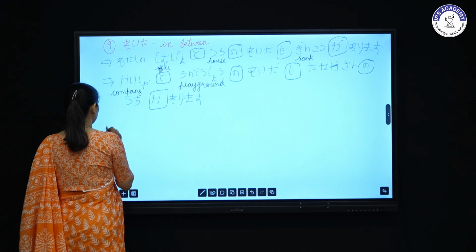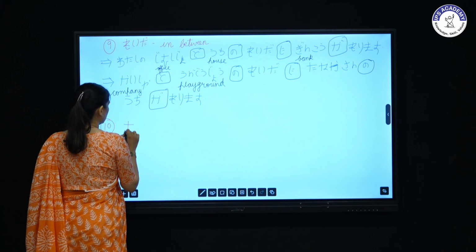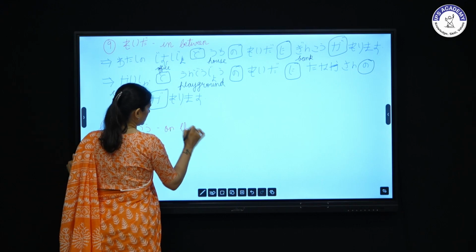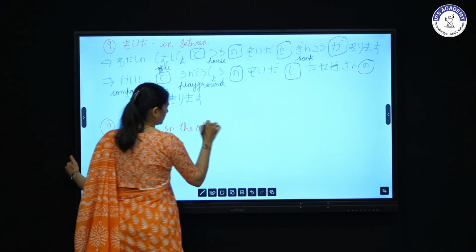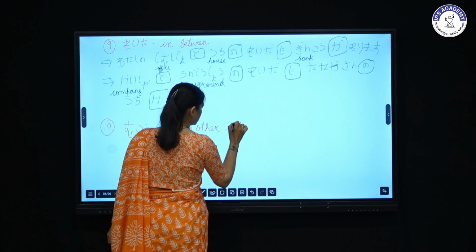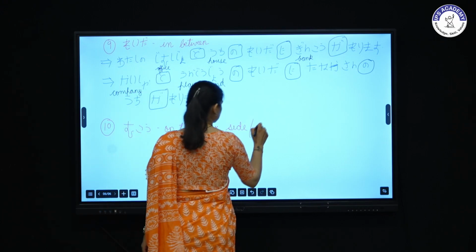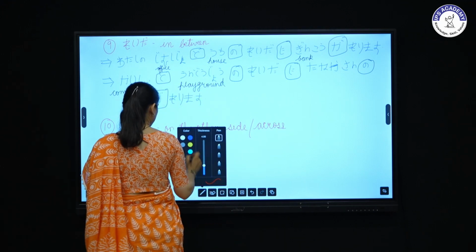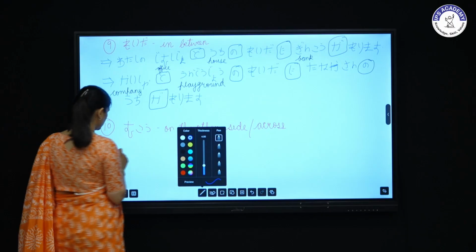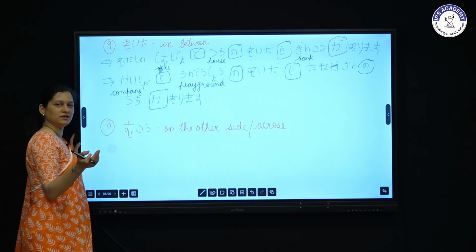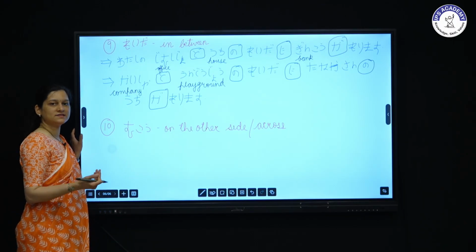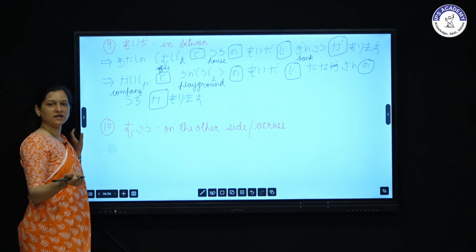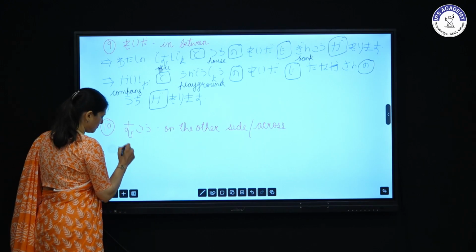Now comes the last preposition, which is mukou. On the other side, or across. We use this preposition whenever we want to say across the road there is a big mall, across the sea or across the river, or on the other side of the river there is a beautiful garden, isn't it? So let us take the examples.